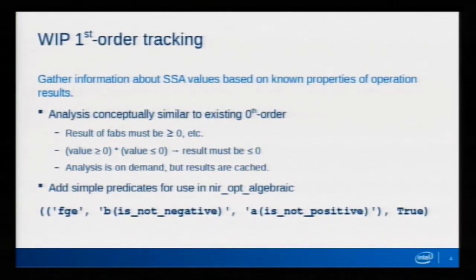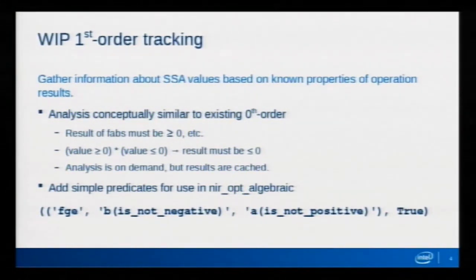For example, we can eliminate tautological or contradictory comparisons, like the example here. If we're comparing something that is definitely not negative with something that is definitely not positive, well, we know that must always evaluate out to true, so we can just delete it.